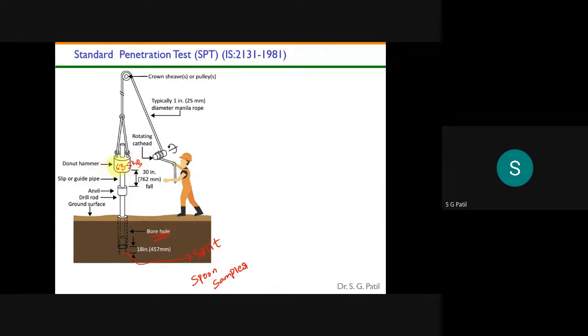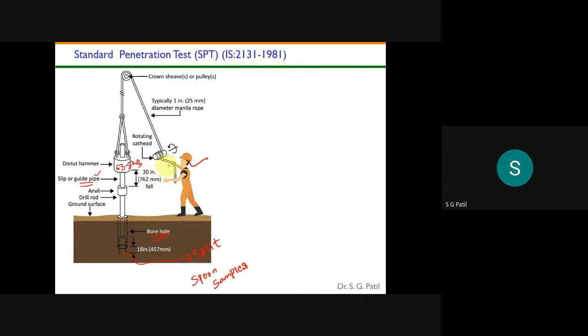This 63.5 kg hammer is there, and this is the guide rod, or guide pipe, you can also call it. Along with this guide rod, the height will be 762 mm. With the help of this rope and pulley mechanism, you will lift this weight to a height of 762 mm.